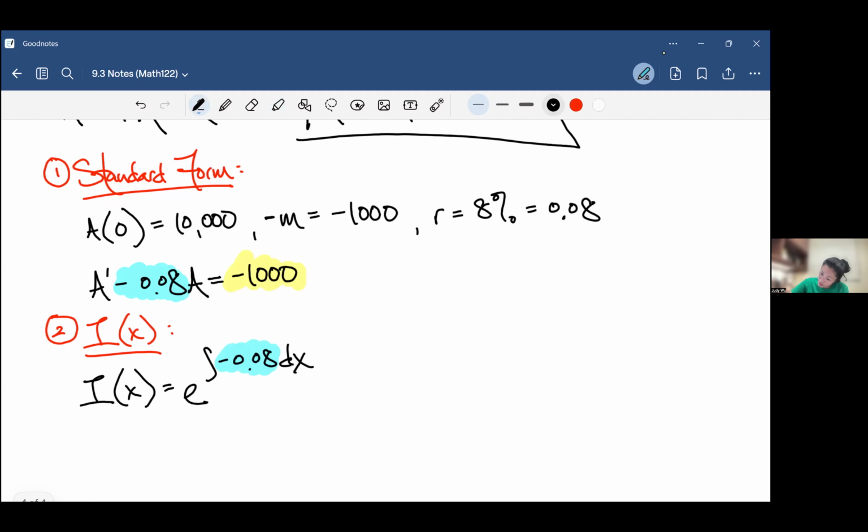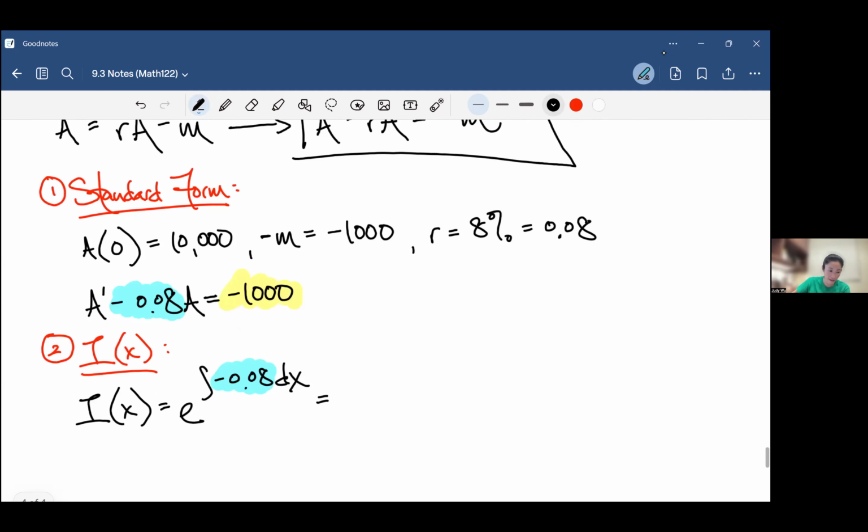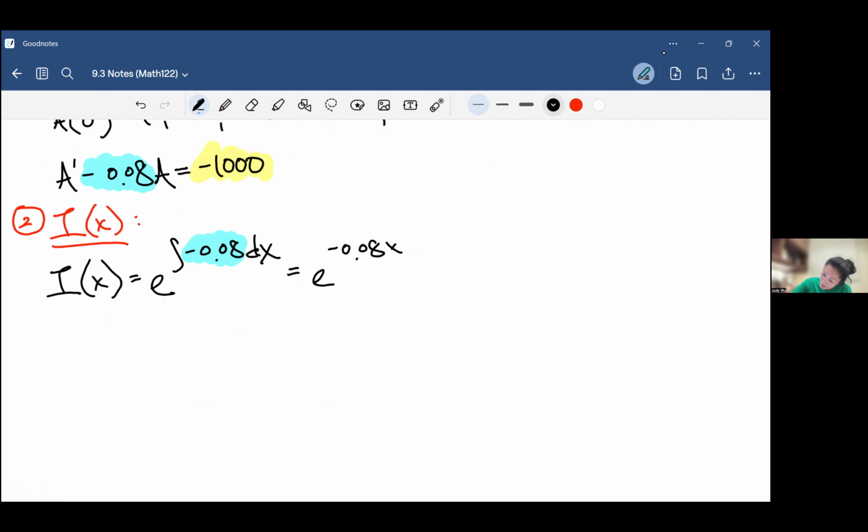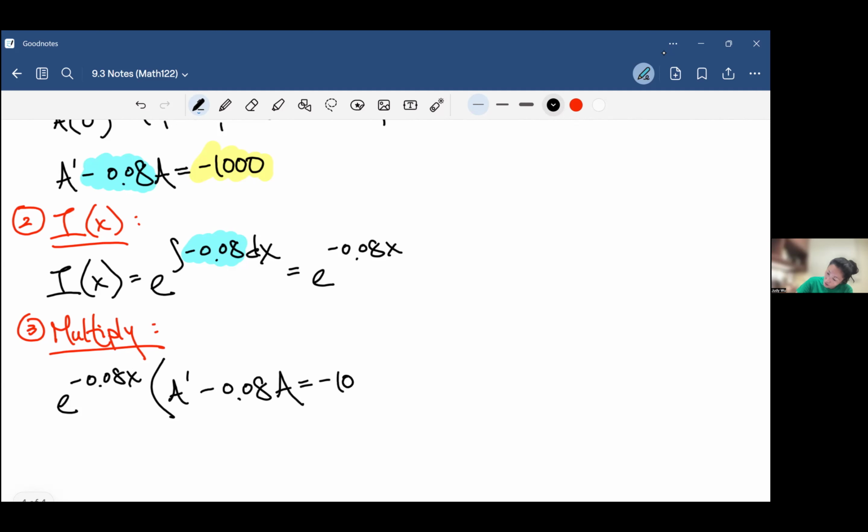Now when we integrate, we are finding our integral, so negative 0.08x. That is our integrating factor, and that is what we are going to multiply our standard form equation by. So e to the negative 0.08x times A prime minus 0.08A equals negative 1,000.